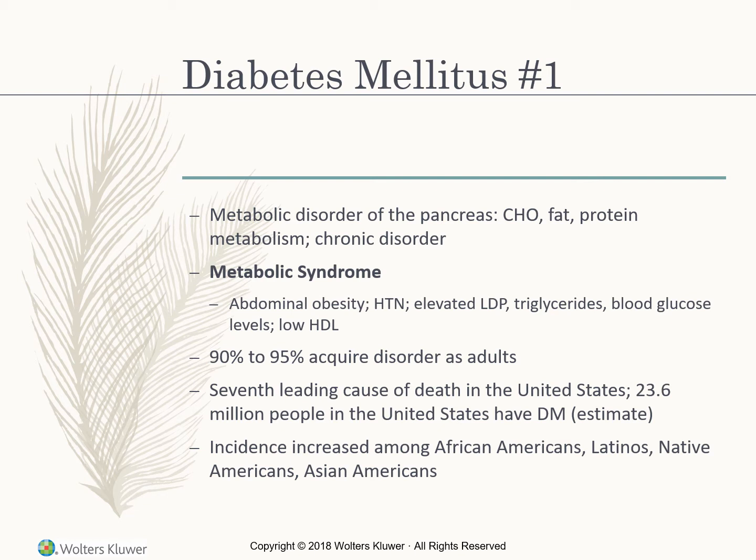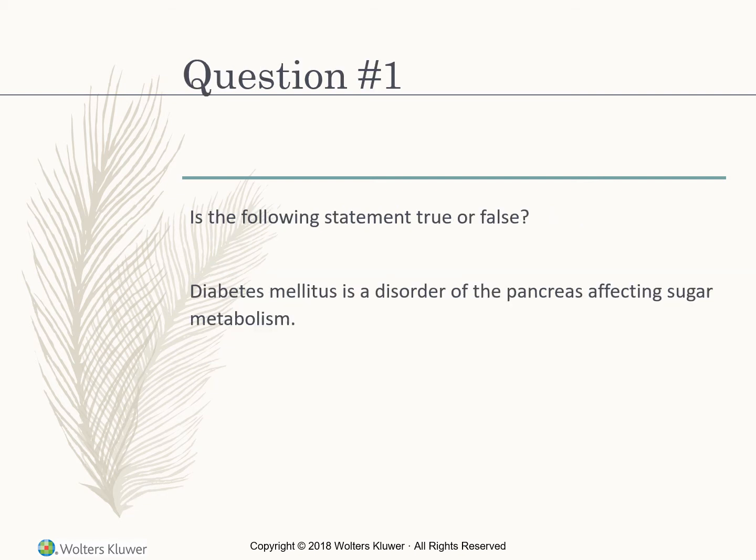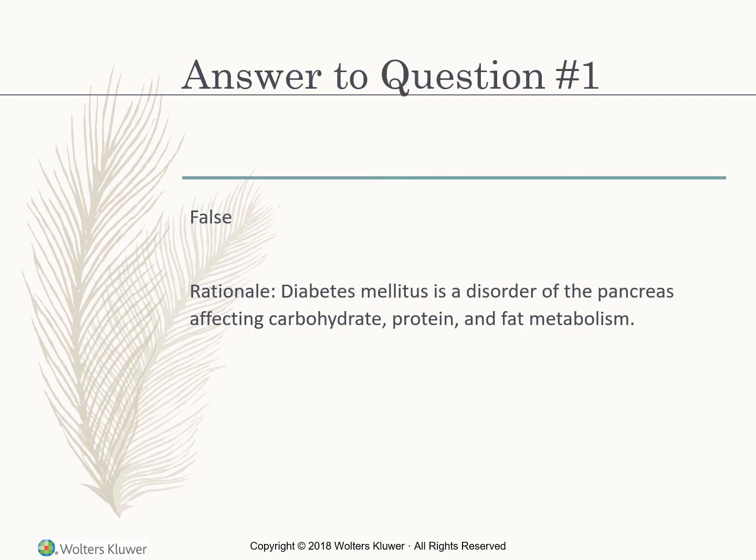Question number 1. Is the following statement true or false? Diabetes mellitus is a disorder of the pancreas affecting sugar metabolism. False. Diabetes mellitus is a disorder of the pancreas affecting carbohydrate, protein, and fat metabolism.